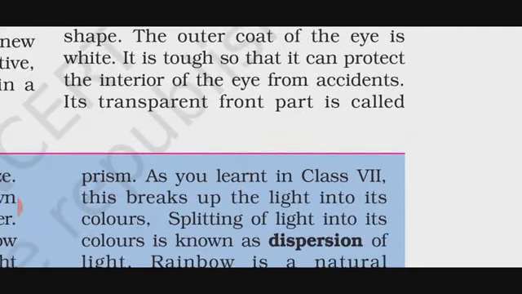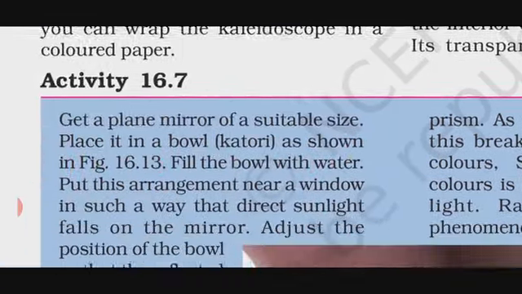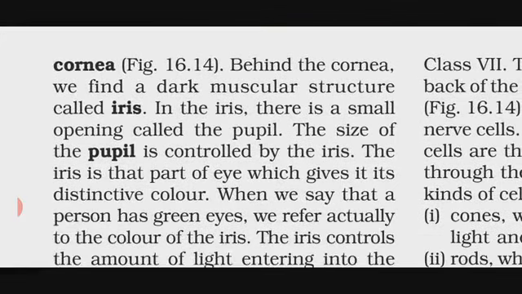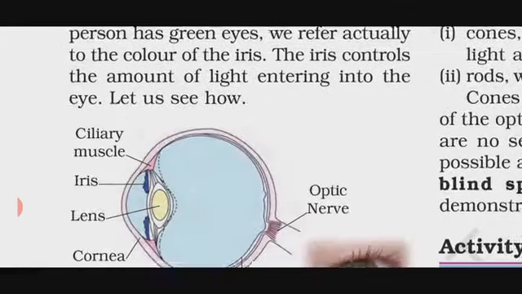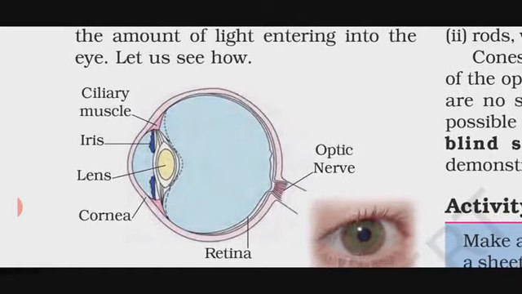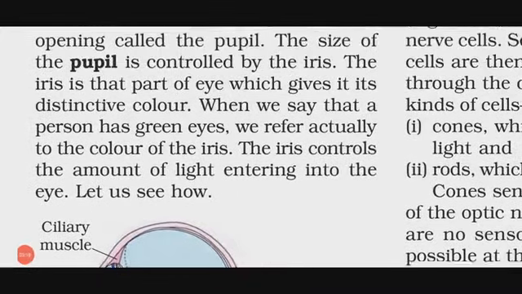And its transparent front part is called the cornea. This is the cornea, as you can see here. This is the outer part. This outer part is the cornea. It's called the cornea.